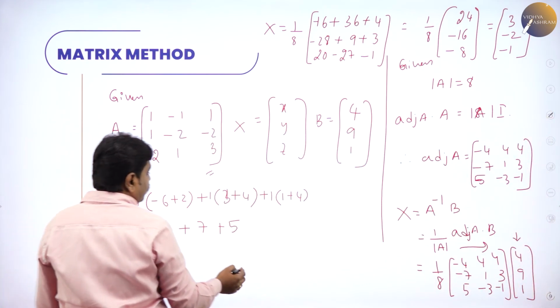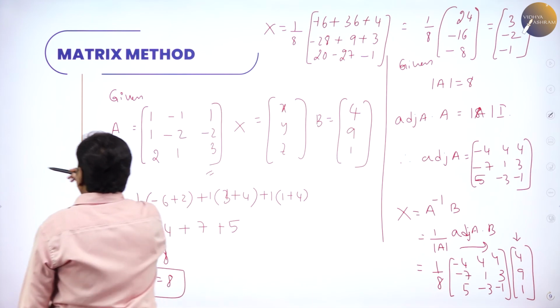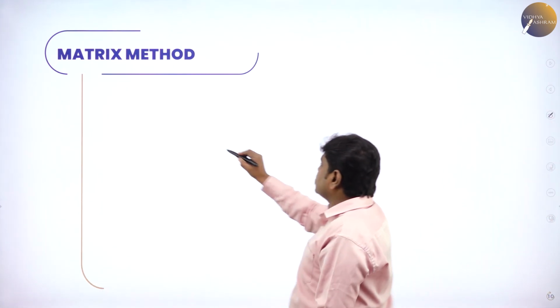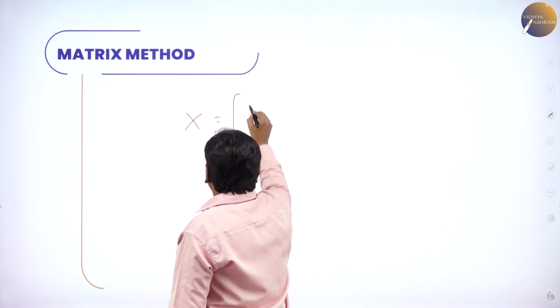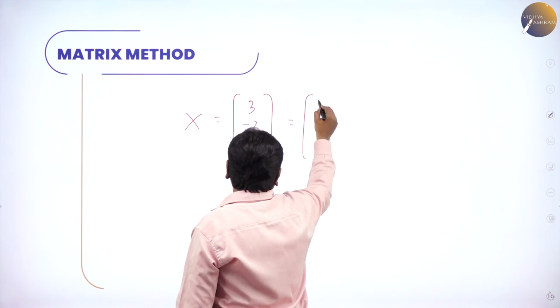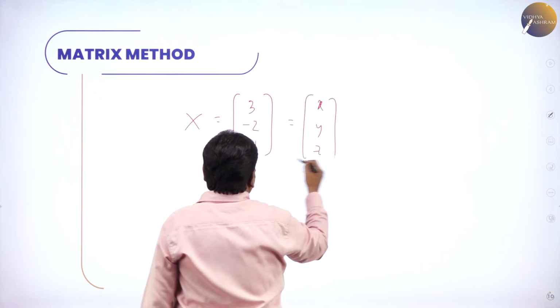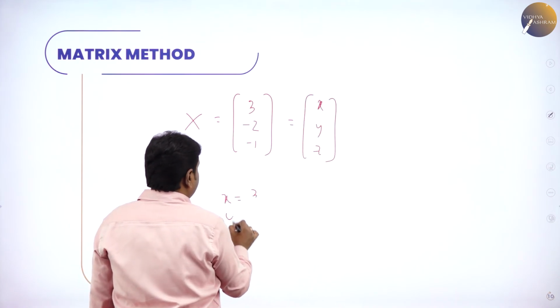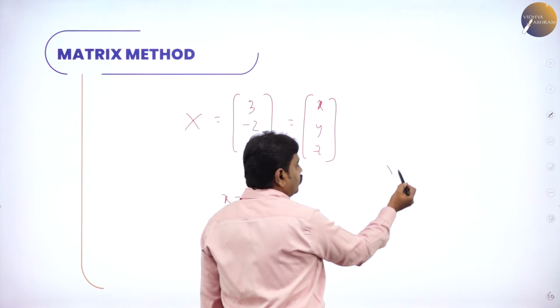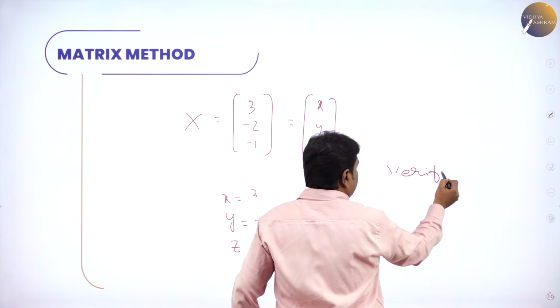So what are the values of x, y, z? X is equal to 3, minus 2, minus 1. So by method of comparison, what is x? 3. What is y? Minus 2. What is z? Minus 1. I told you to verify. So from there your answer is done.